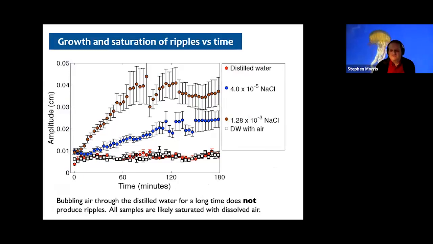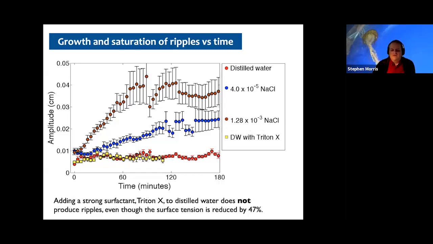All the icicles I'm showing you have been in contact with air, so they also have dissolved air, in addition to dissolved impurities. If you make a distilled water icicle with just dissolved air, it turns out not to form ripples. So the air doesn't seem to have the same effect as the dissolved impurities do.